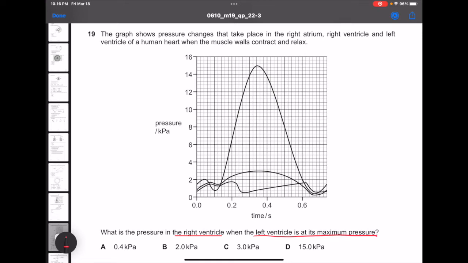So the graph is showing time in its x-axis and pressure in its y-axis. And there are 3 lines, and each of them will represent right atrium, right ventricle, and left ventricle's pressures.